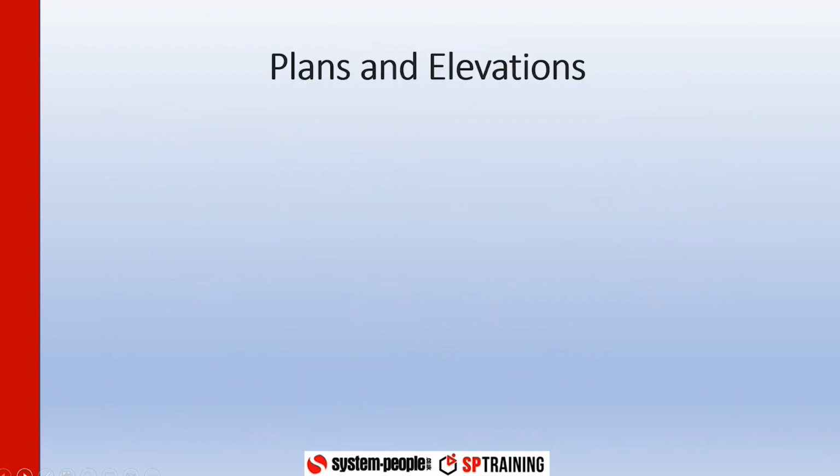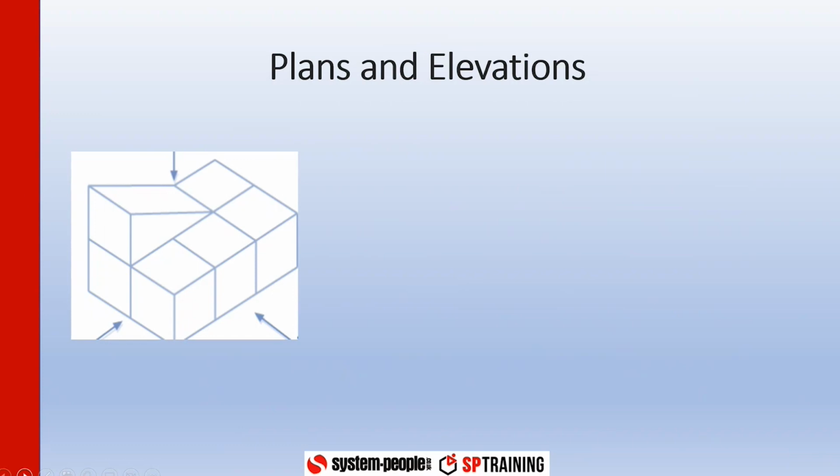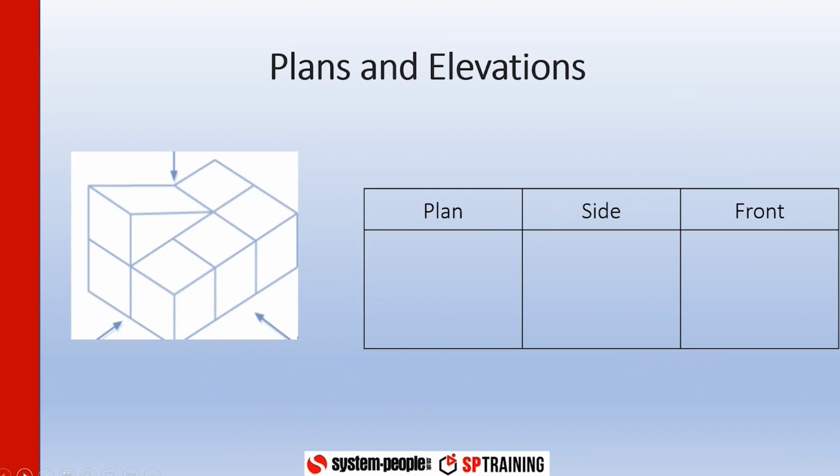But let's have a look at plans and elevations. Here I've got a building, a shape here, and you've got different dimensions to it. We've got a plan view, a side view, and a front view. A plan view is always looking down from the top, and in this case, if we look down from the top, we will just see a rectangle and we'll have it shaped like that.